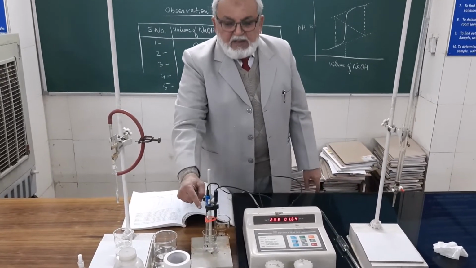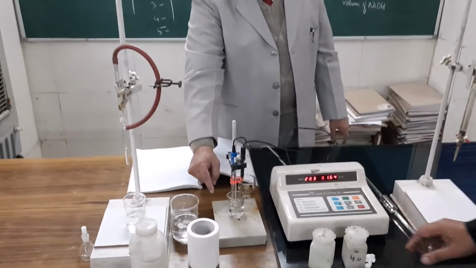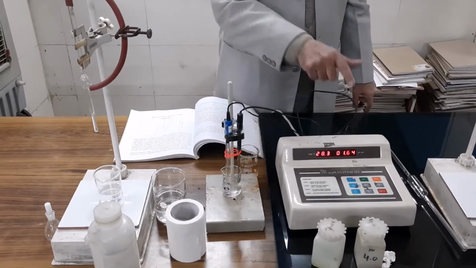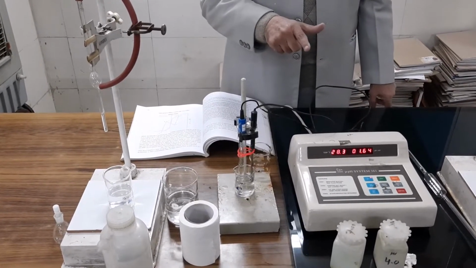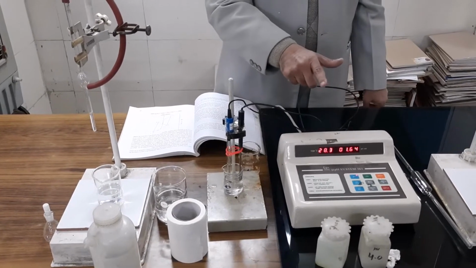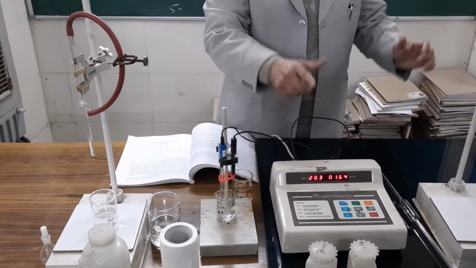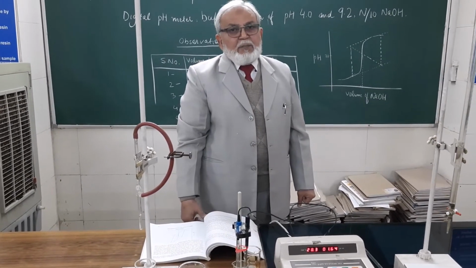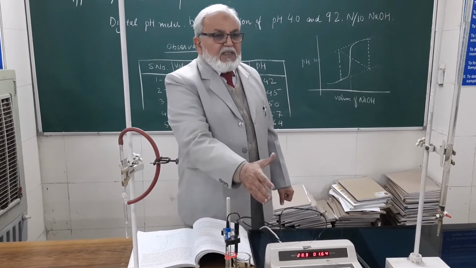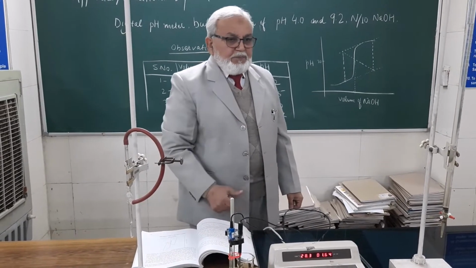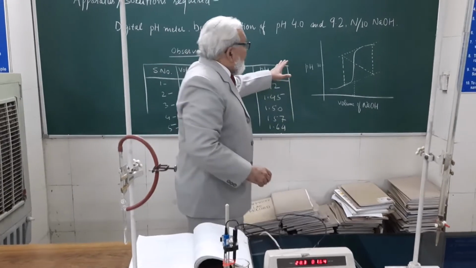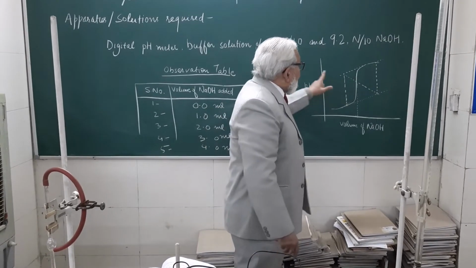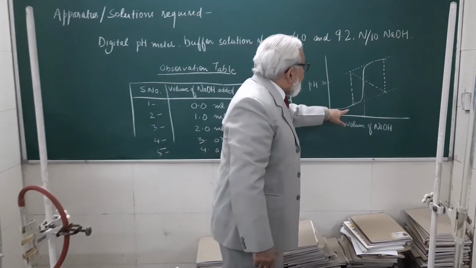That buffer solution is kept in this small beaker, and the pH is read on this pH meter. If it shows 4.0, we will say that the apparatus has been standardized. Now the apparatus is ready for use in the titration process. So firstly we standardize our pH meter.